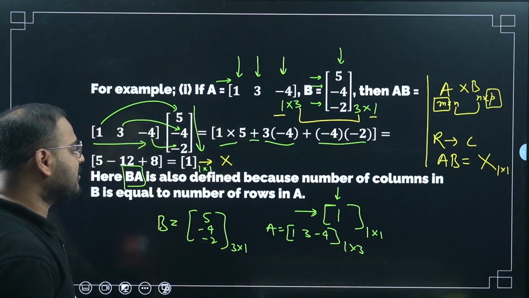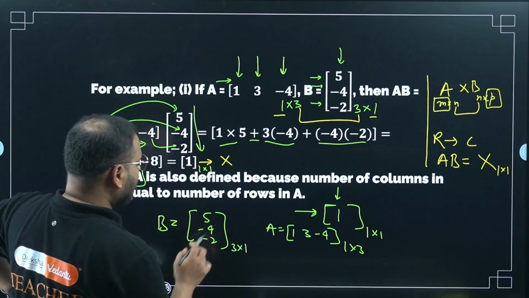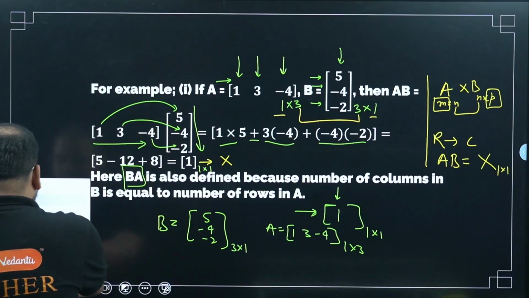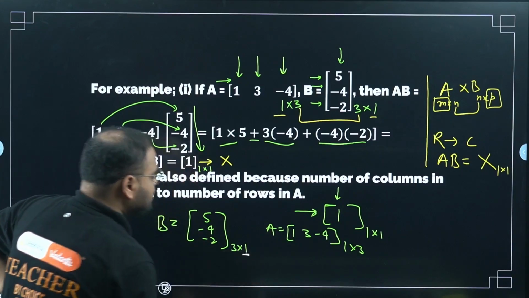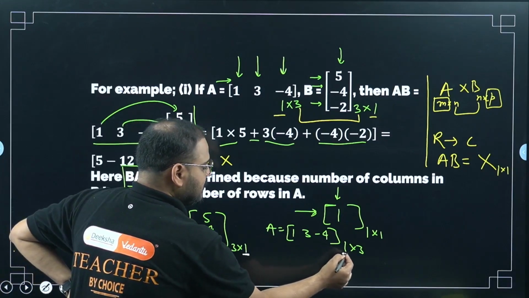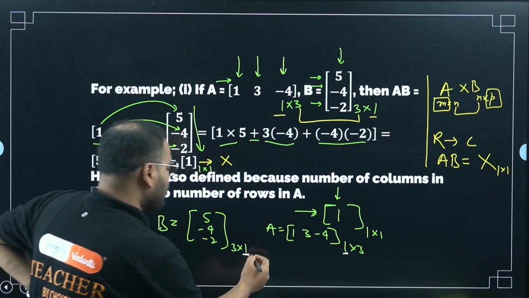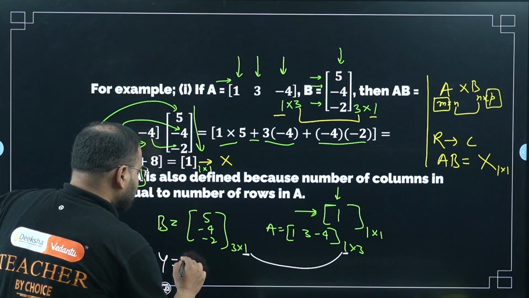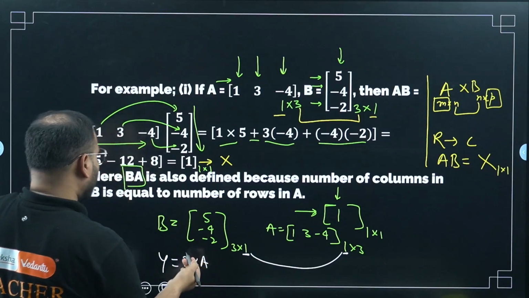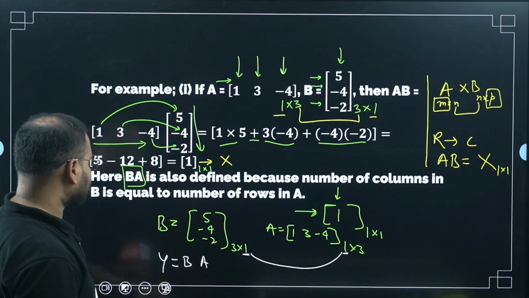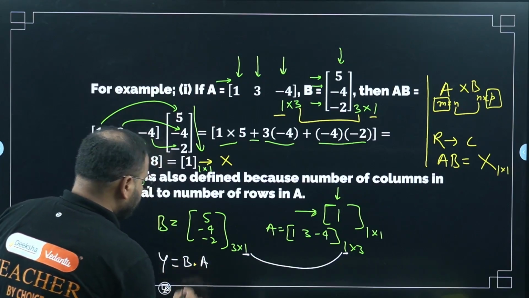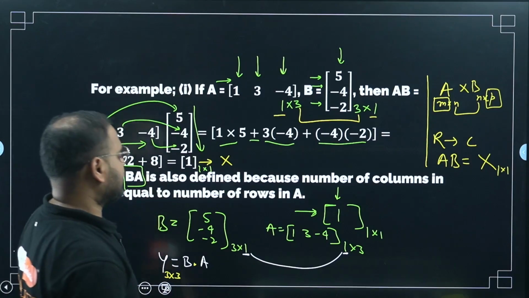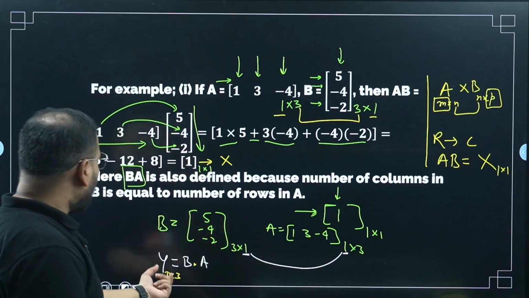Now check here carefully. 5, minus 4, minus 2. Correct? 1, 3, minus 4. Now if you check, the number of columns here is 1 and the number of rows here is 1. Means they are equal. So if this is equal, we can do the multiplication. And if the result of B times A is equal to Y, then the order of Y will be 3 cross 3. Let's check. We'll multiply B and A also, and see how it comes as 3 cross 3.